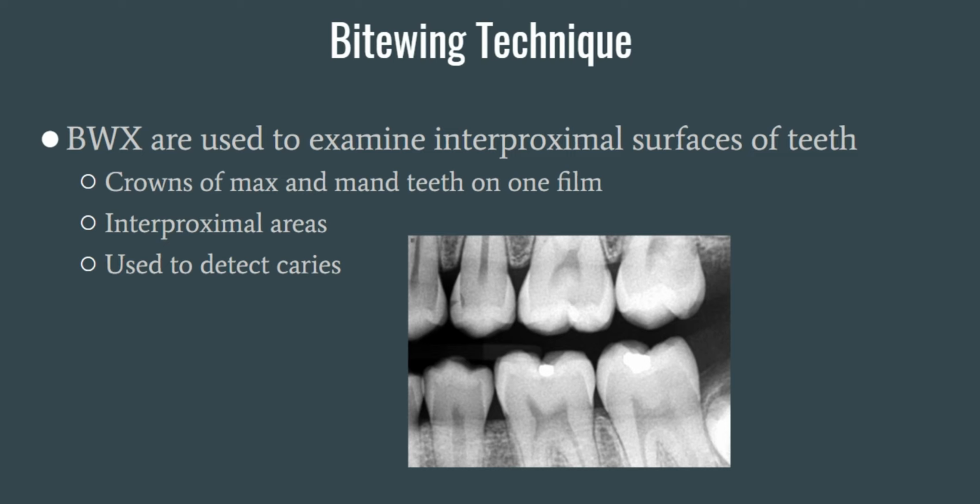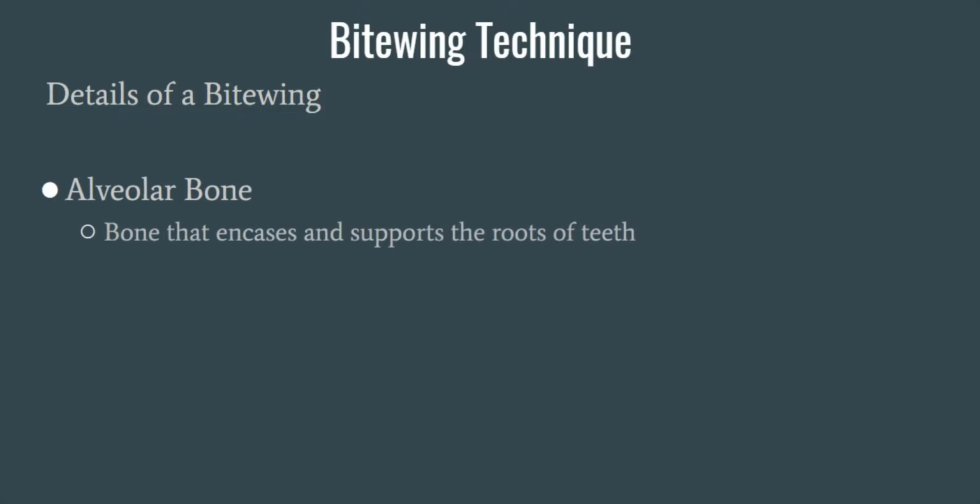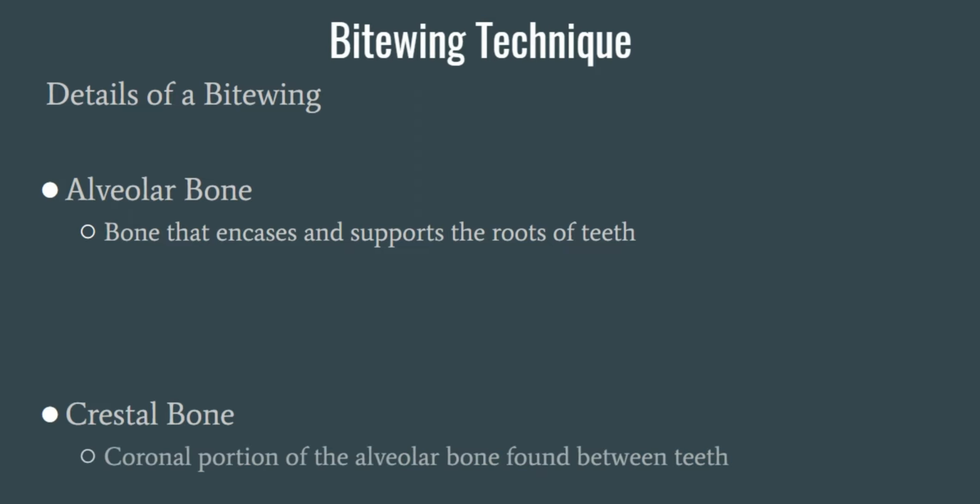And the bitewing is often used to examine the crestal bone level, which is in between teeth. The finer details that you will find on a bitewing include the alveolar bone. This is the bone that encases and supports the root of the teeth. And you will also find crestal bone, which is the coronal portion, the part closest to the crown, of the alveolar bone found in between the teeth.